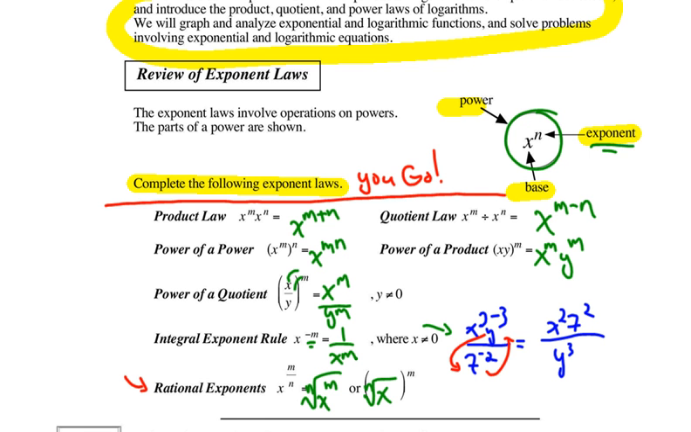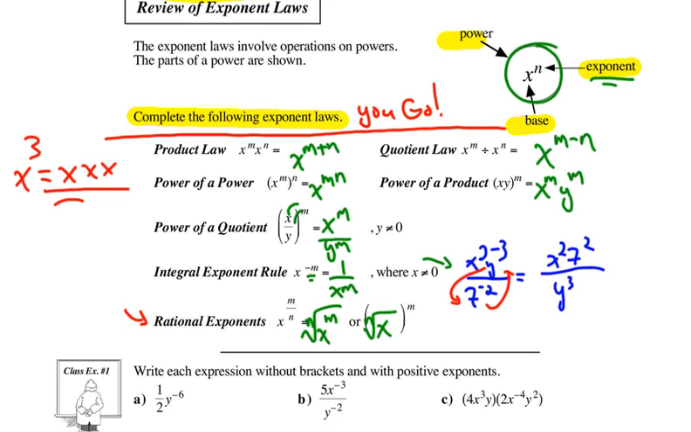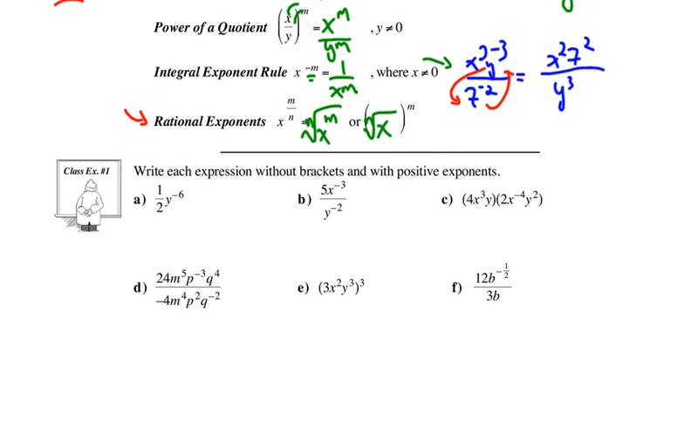And when in doubt, as we talked about in Math 10, when in doubt, expand it out. So if you're in doubt about how a power works, just expand it out, and we know that x to the 3 is equal to x times x times x. So if you have to use repeated multiplication, we can. We don't have to use exponent laws, especially if we're going to misuse them, all right? So let's complete the following questions.